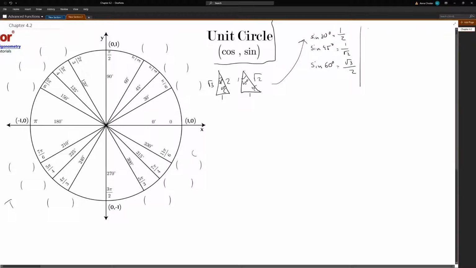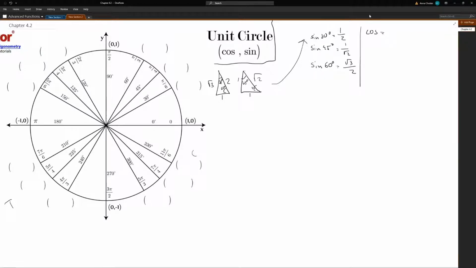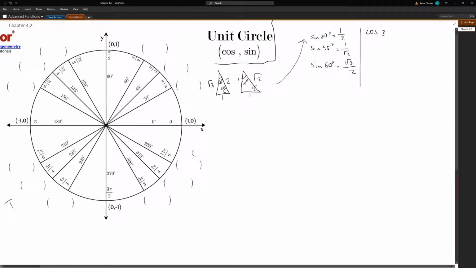We could also do the same thing for cos, which we find is just the reverse order. So cos 30 is equal to square root of 3 over 2. Sorry, I wrote an S, it should be a C. Cos 45 is equal to 1 over square root of 2. And cos 60 is equal to 1 over 2.